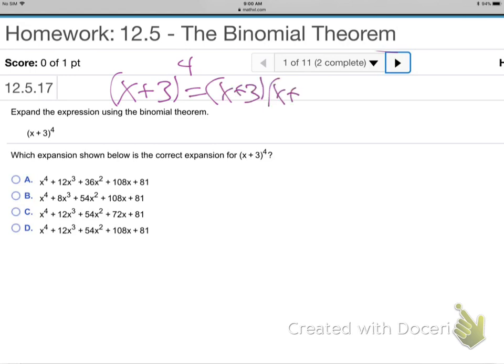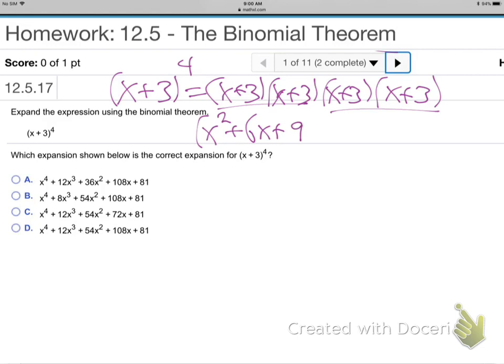X plus 3, x plus 3, x plus 3, x plus 3. Four of them. And so we'd have to multiply these two and these two. You can do it in any order you want. I'll just multiply the first two. I'm going to skip some steps. You guys know, right? It would just become x squared plus 6x plus 9. You foiled those first two. And then if you foil the back two, it's also going to be x squared plus 6x plus 9. That makes sense? First two, last two. And now I have to multiply x squared plus 6x plus 9 times x squared plus 6x plus 9, right?